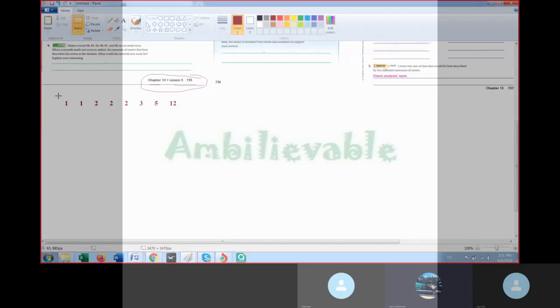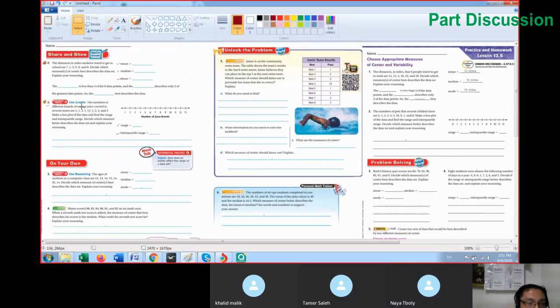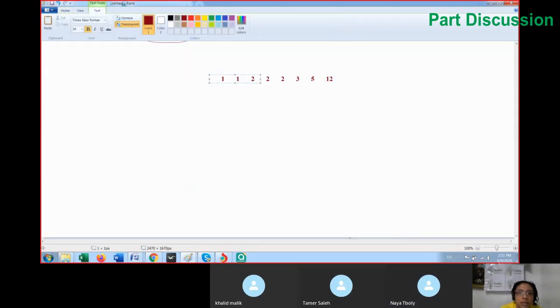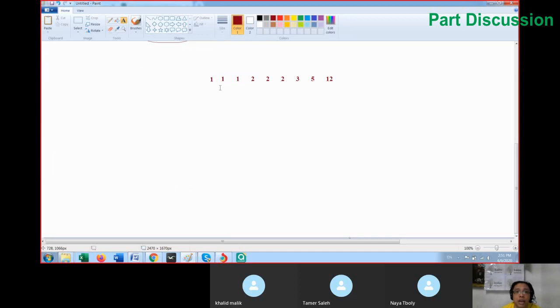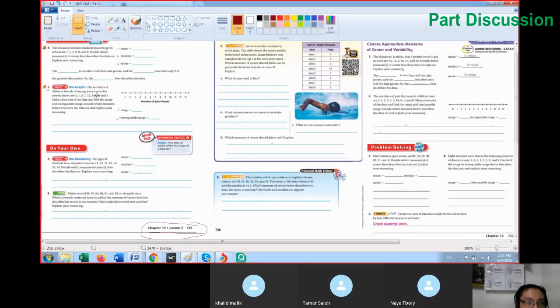Here is your data set in number two: 1, 1, 2, 2, 2, 3, 5, 12. There are three ones, are there three? Oh, okay, so another one. Sorry, there are three. So there are nine numbers. There are three ones and there are three twos, am I correct? Yes. So 1, 2, 3, 4, 5, 6, 7, 8, 9.